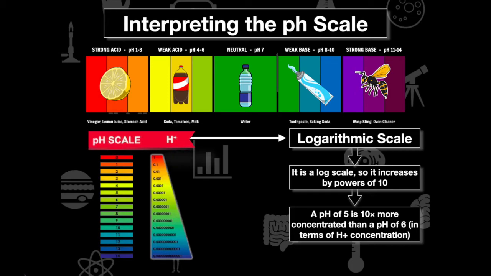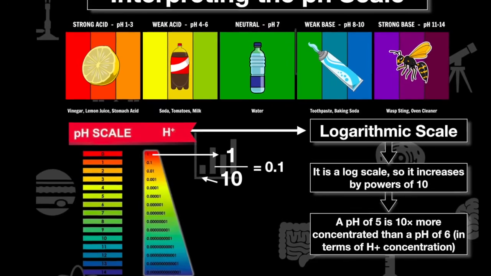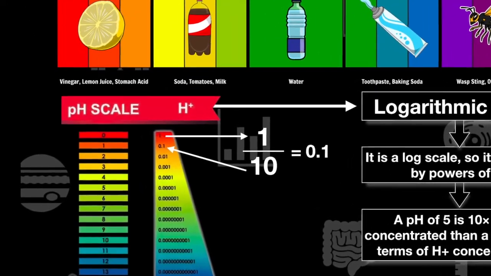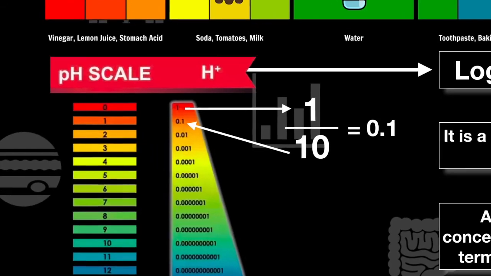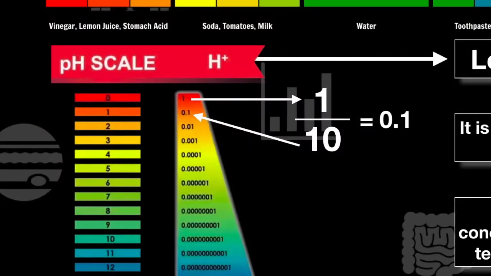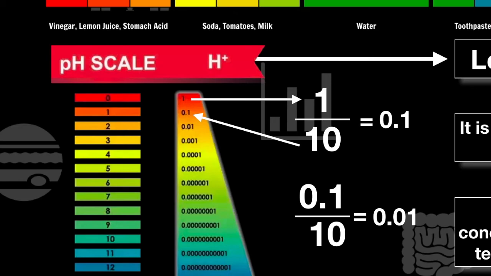So let's look at this numerically. If I had a pH of 0, the numerical value associated with it would be 1. As I go up to a pH of 1, according to my logarithmic scale, I do 1 divided by 10, so the numerical value would be 0.1. If I go to a pH of 2, I take 0.1 and divide that by 10, so the numerical value associated with a pH of 2 would be 0.01. So as you go down and up the scale, you can see it's a logarithmic function.